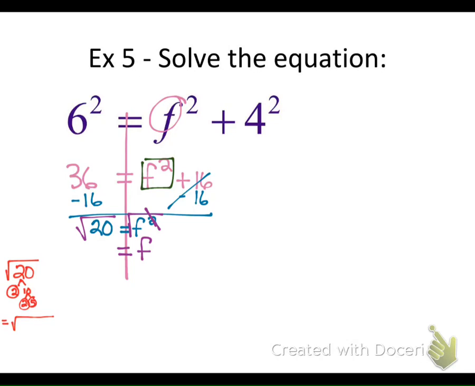Can you show me? What did I put under there? 2 times 2 times 5. Perfect. Okay. Once I put my prime numbers under my square root sign, what's my next step?